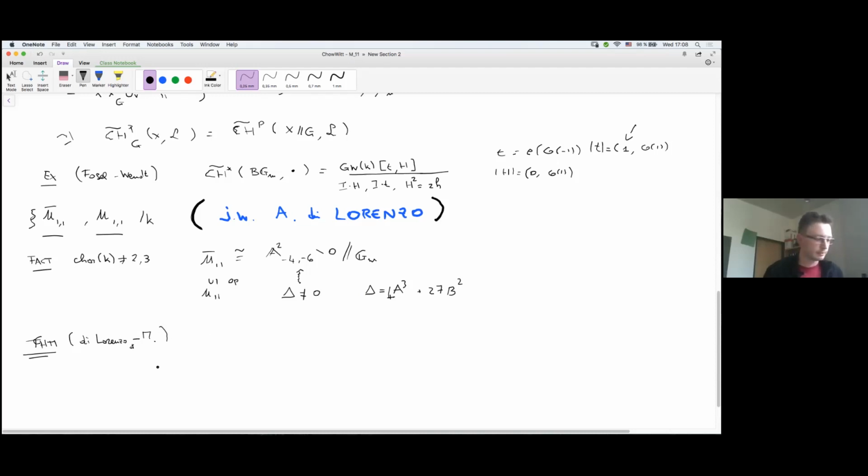I'll write it like this. So the Chow-Witt ring in degree star of M11 bar and in weight bullet is a GW K-algebra with three generators: T, H, and how did I call it? B, with some relations. Now T is pulled back from BGM.